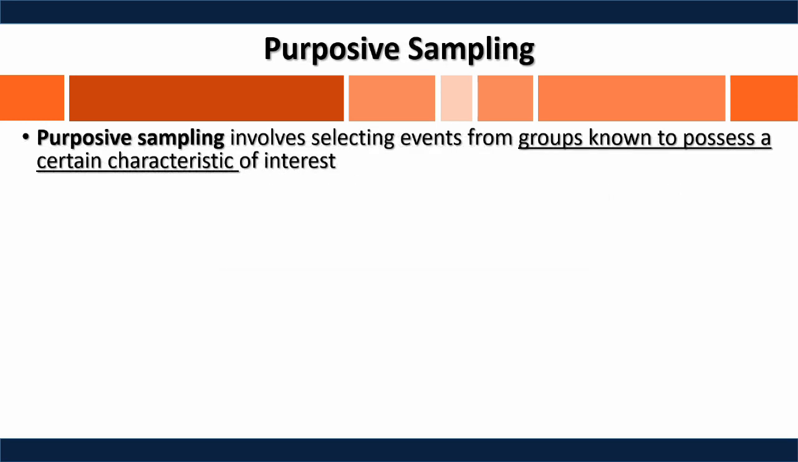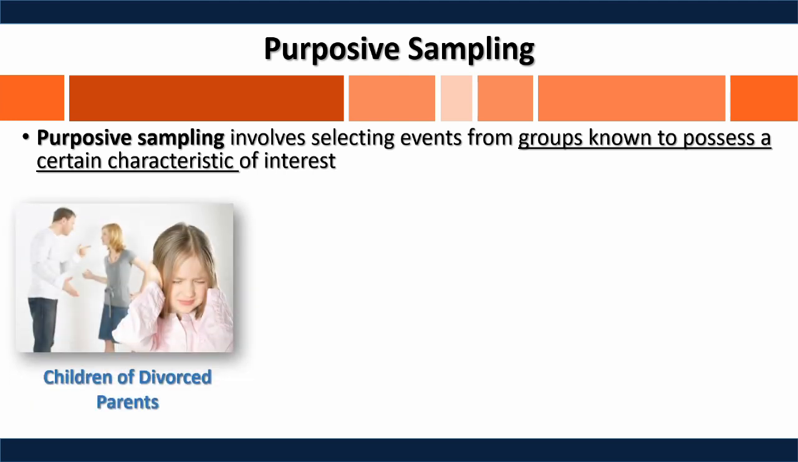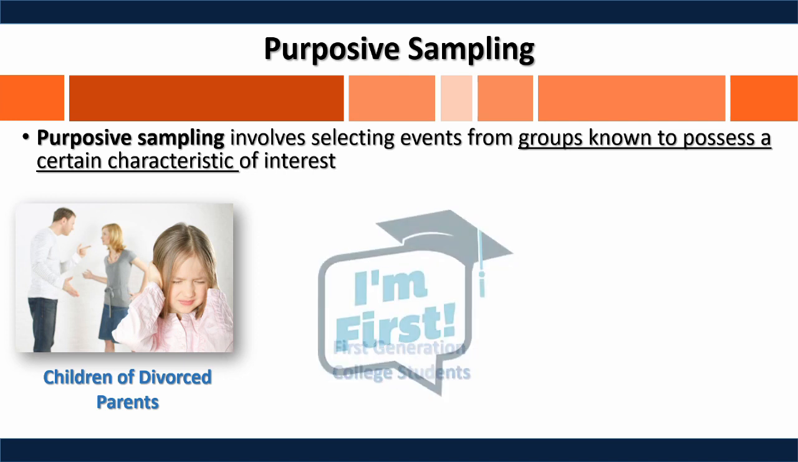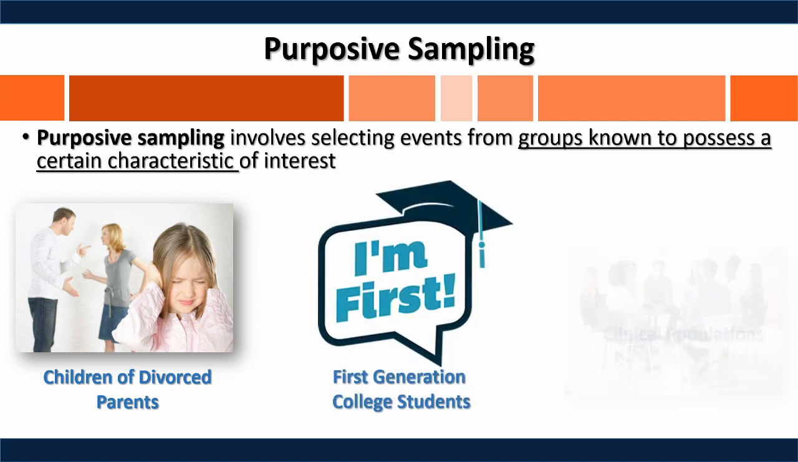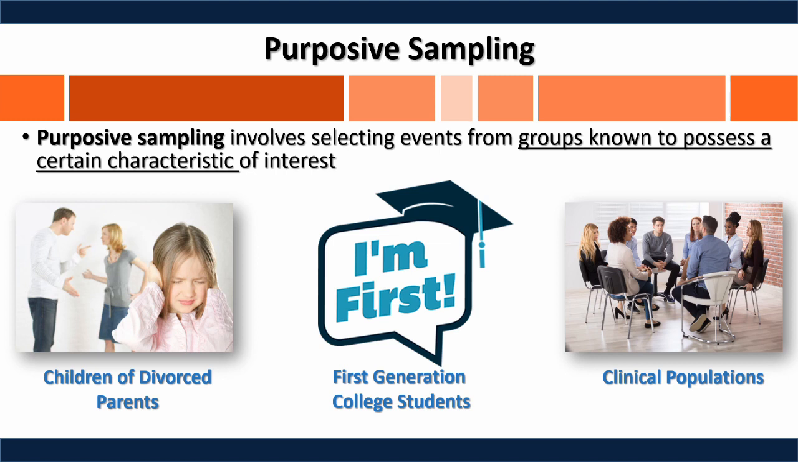Purposive sampling is a non-random sampling method that focuses on very specific characteristics of the objects or elements chosen. It's called purposive or known group sampling because you're asking for participants who meet a certain criteria or possess certain characteristics. Some examples of known groups that communication researchers might exercise purposive sampling with are the population of children of divorced parents, first-generation college students, and clinical populations such as alcoholics or people suffering with clinical depression.